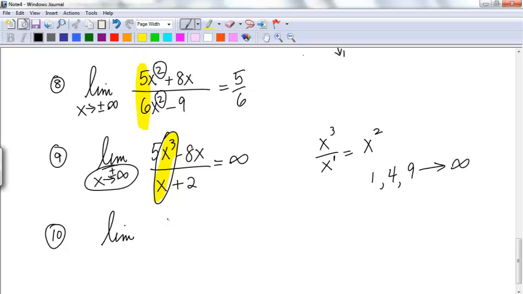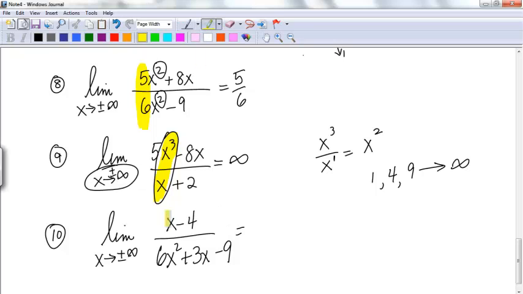Let's put the x minus 4 on top over 6x to the second plus 3x minus 9, as x goes to positive or negative infinity. Same thing. Let's say you get to the test. You cannot remember, is this 0 or is this infinity? You look at this, just pull out just that much. Take the x over the x squared, and this is like x to the first. If you reduce that, what's left?